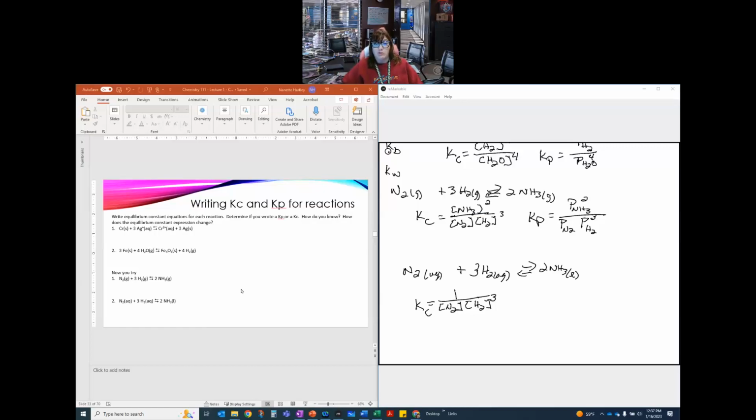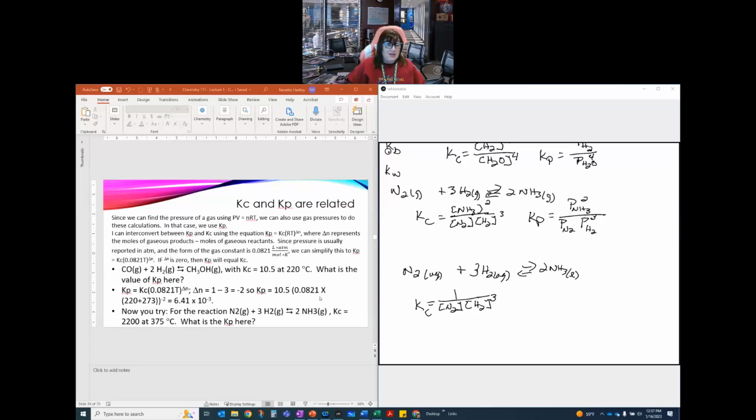So we can change and do one with pressures if we have pressures available, and it's only pressure that we're dealing with. So what else are we going to talk about? Well, I said that Kp and Kc are related, and they are. We can find the pressure of a gas using PV equals nRT. So we know that PV equals nRT is the ideal gas law, where P is pressure, V is the volume, n is the number of moles, T is the temperature in Kelvin, and R is a constant.